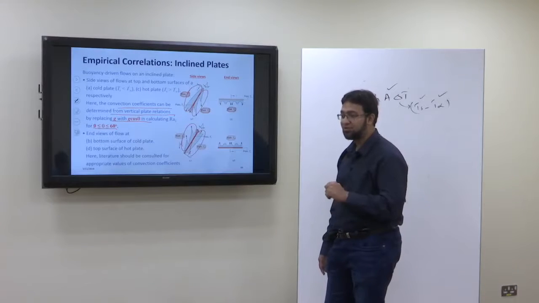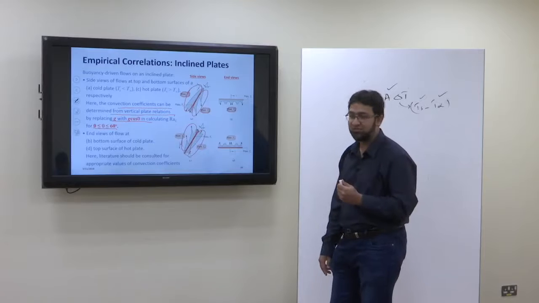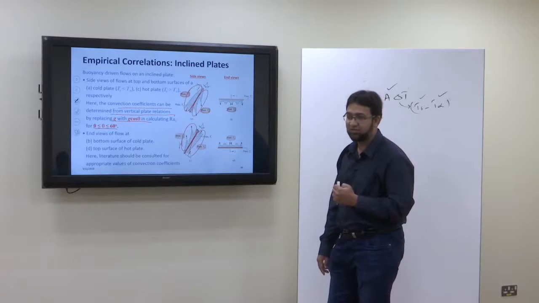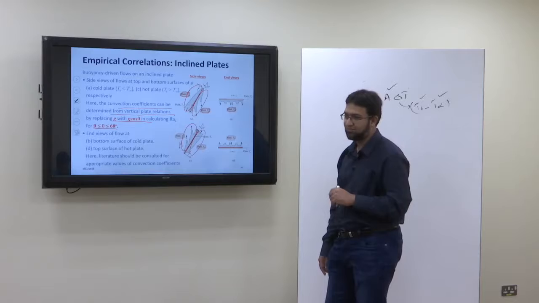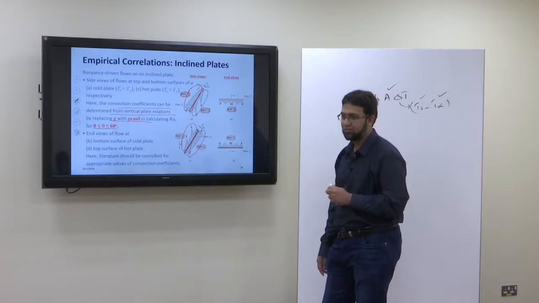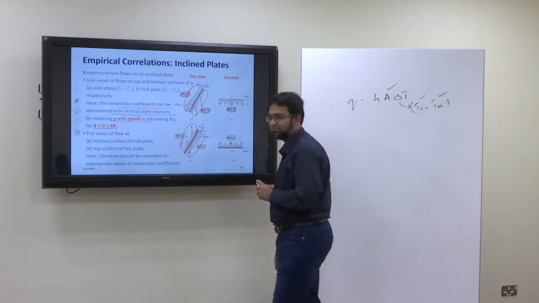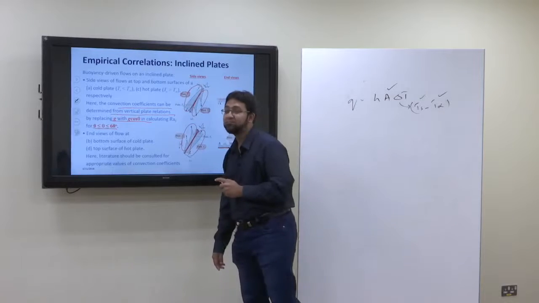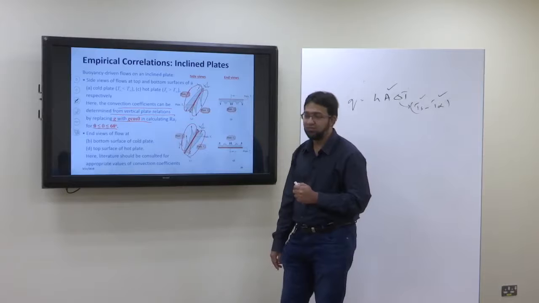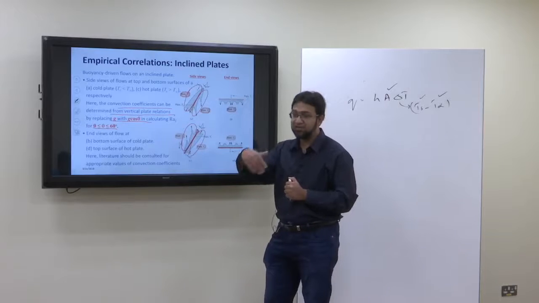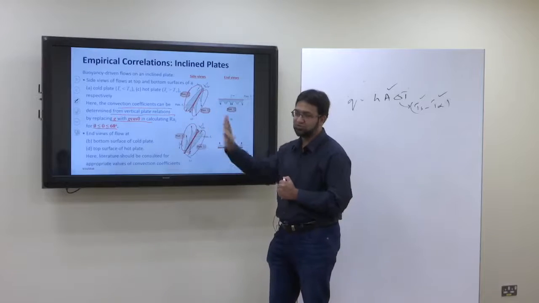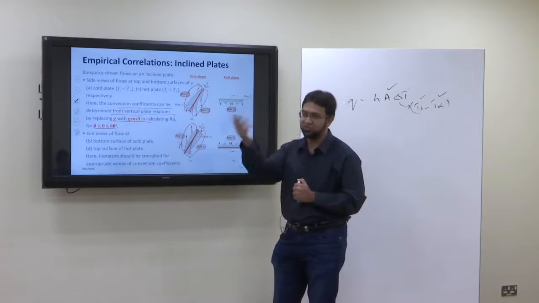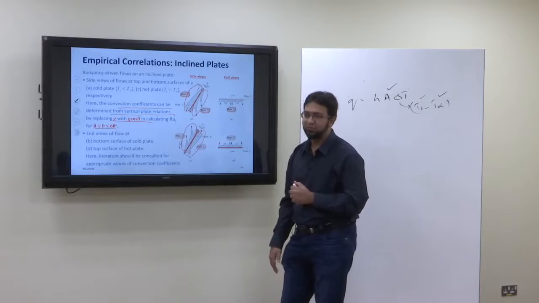If theta is not in this range, suppose theta is 75 degrees or 65 degrees, then this is not applicable. Then we cannot use this methodology. Is it clear? How can we solve it? If theta is greater than 60, then you cannot solve it using this methodology. Then there are different correlations for it, but we are not studying them right now.